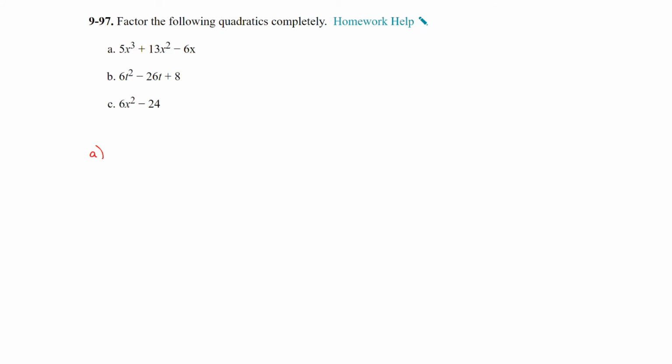All right, so once again, completely, think about, is there a GCF? Is there something in common? So 5, 13, and 6, there's nothing in common there, but notice we have 3 x's, 2 x's, and 1 x. So there is an x in common with each of these. So we can factor that x out by dividing each of those by x. That will decrease the exponent by 1, so 5x squared plus 13x minus 6.